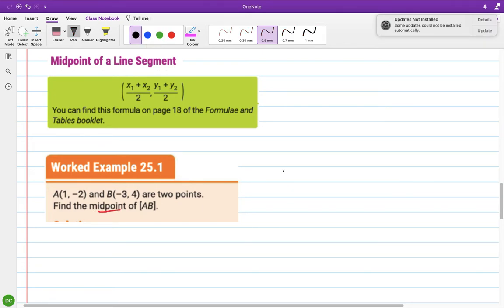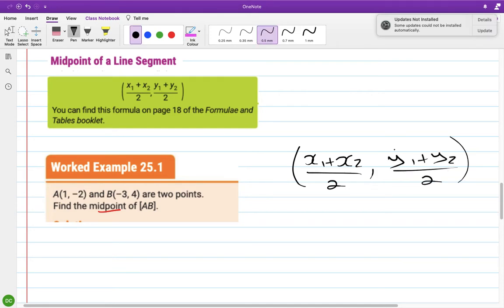So I go to my table book and I write down the formula just like I did for all the homework. So x1 plus x2 divided by 2, comma, y1 plus y2 divided by 2. And these are essentially done as 2 separate sums. You do this sum over here for the x coordinate, and you do this sum over here for the y coordinate, and you don't combine them. Like I said, there's a comma, and you have your x coordinate and your y coordinate.